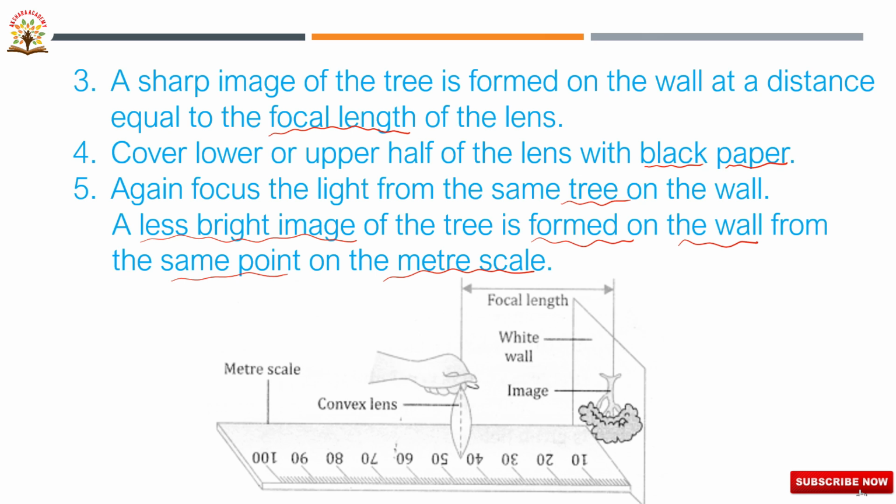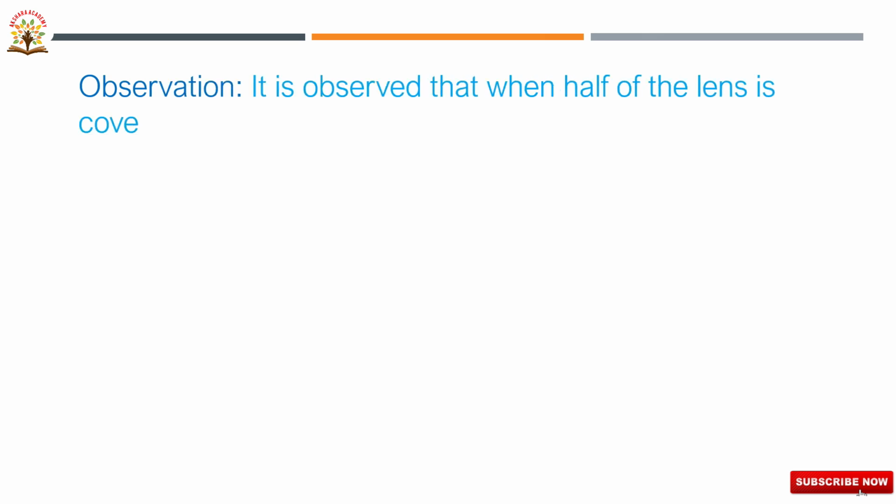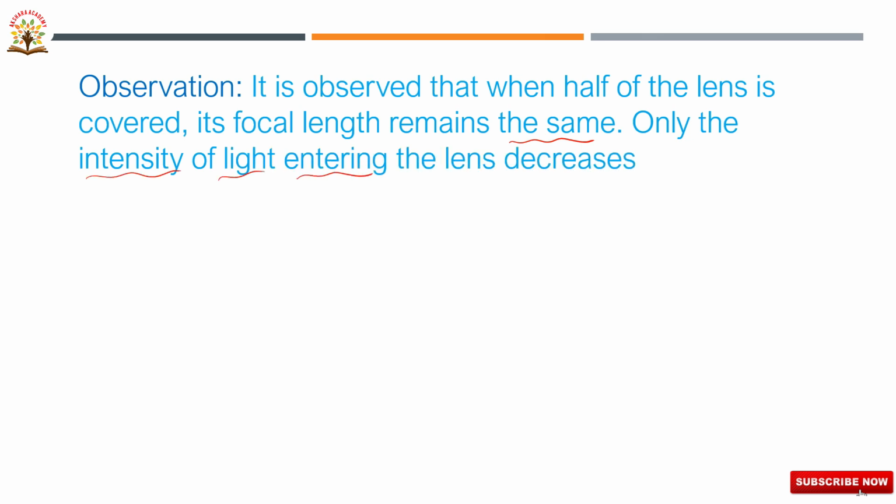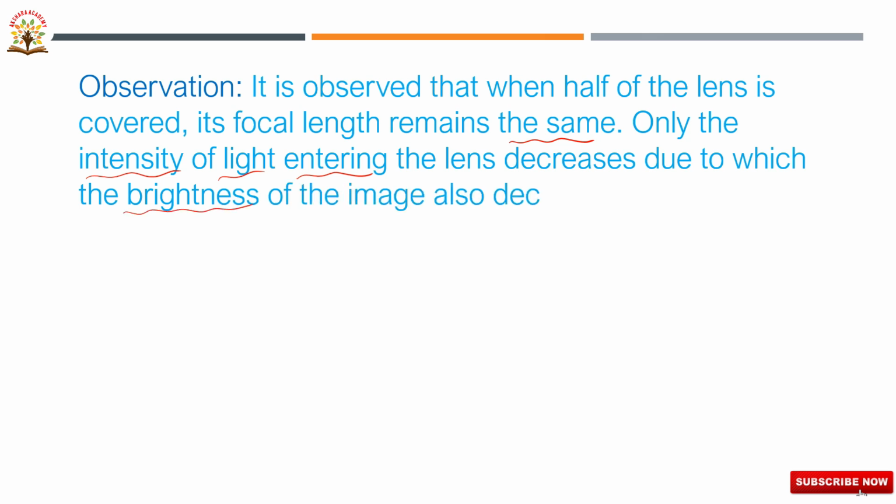Now we are telling the observation. It is observed that when half of the lens is covered, its focal length remains the same. Only the intensity of light entering the lens decreases, due to which the brightness of the image also decreases.